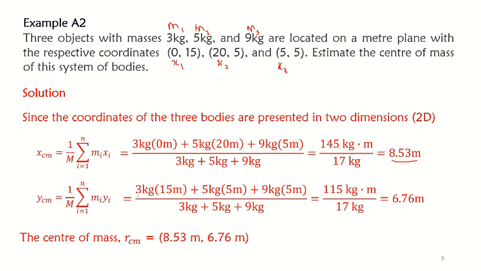Then you repeat the same for y, picking the y values: 15 for m1, 5 for m2, and 5 for m3. And you also substitute, and you obtain 6.76 meters. So the center of mass will be the value there, 8.53, 6.76.